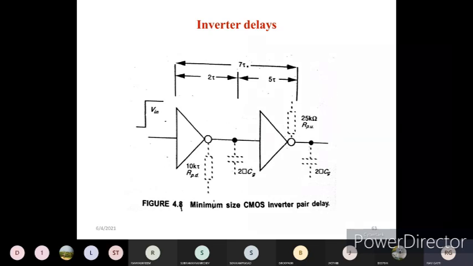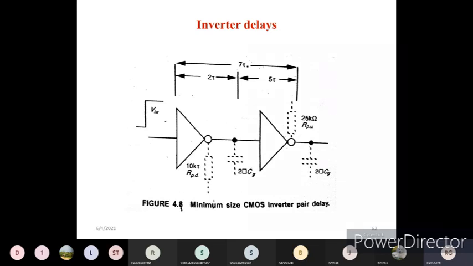So the amount of delay which has been incorporated by the minimum size CMOS inverter has been given in this diagram. You can see here we have taken one inverter followed by one more inverter. Since the inverters are combined, we need to provide a loading capacitance. So therefore we have given two loading capacitances, and each capacitance has a 2 unit capacitance value.